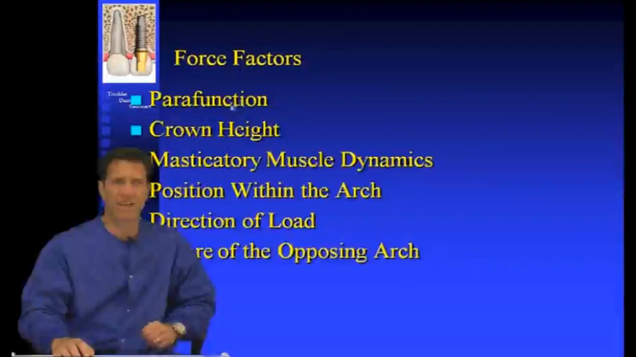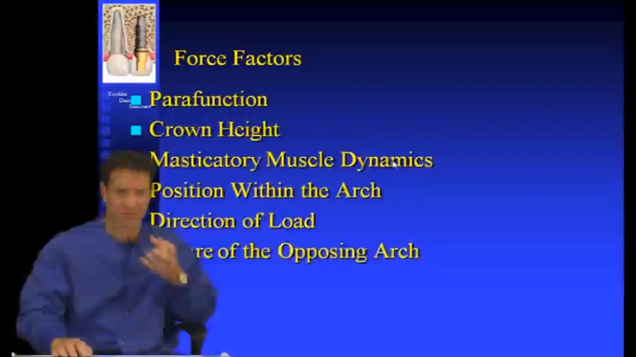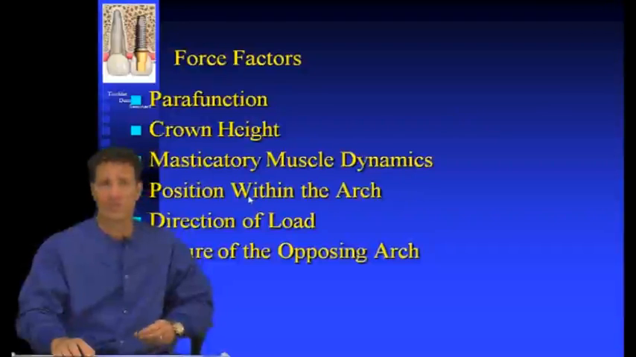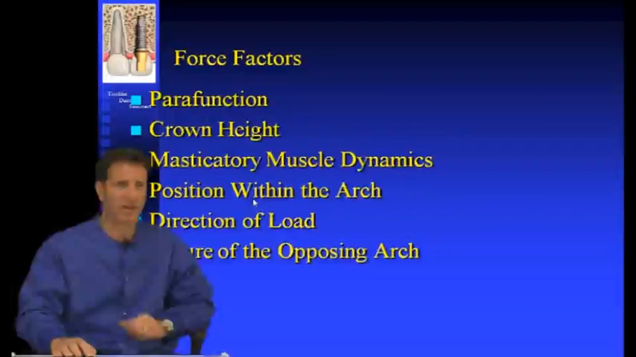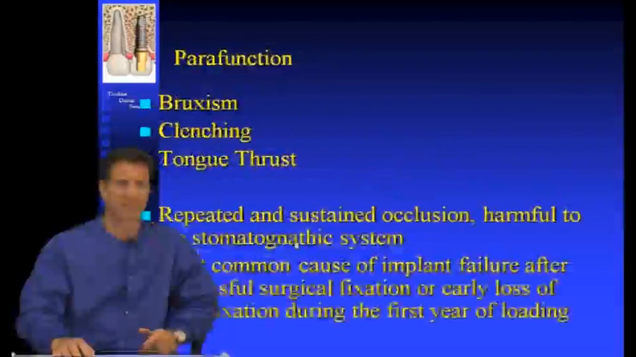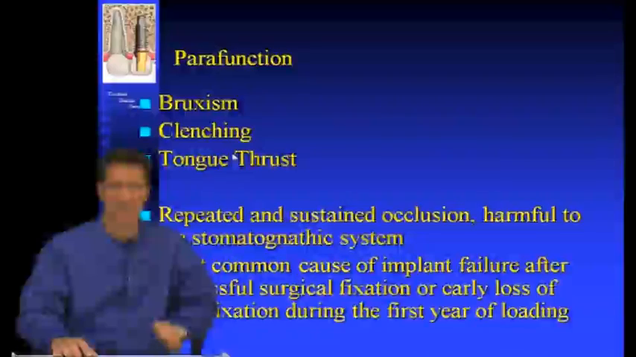So you could look at the parafunctional activity of the patient. You could look at the crown height, the musculature of a patient, the masticatory muscles. If a patient's very strong, let's say a linebacker, they're going to have more muscle activity than an elderly female, obviously. You want to look at the position within the arch. The forces are greater further back in the jaw, the direction of the load, and then once again the direction of the opposing arch. There are different types of parafunctional activities: bruxism, clenching, and tongue thrust.